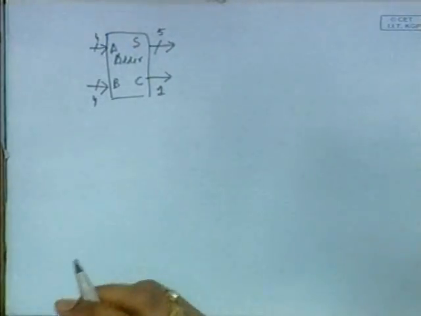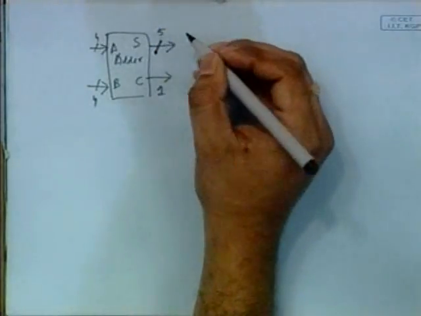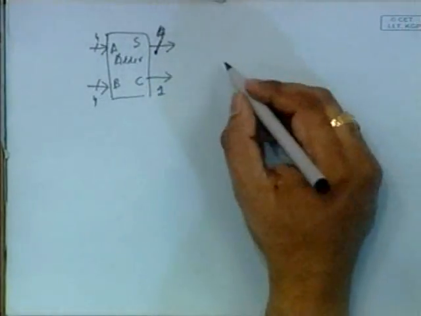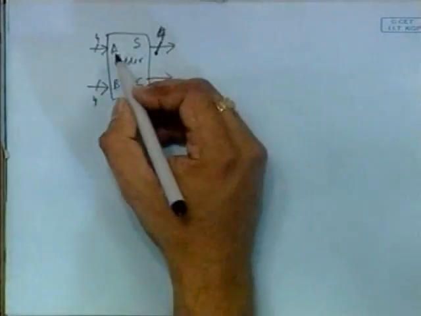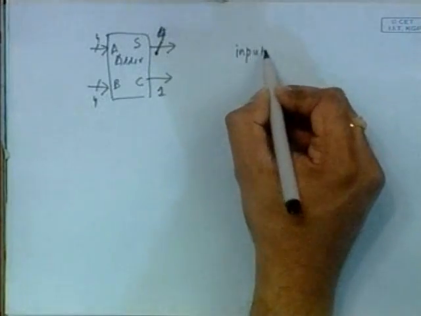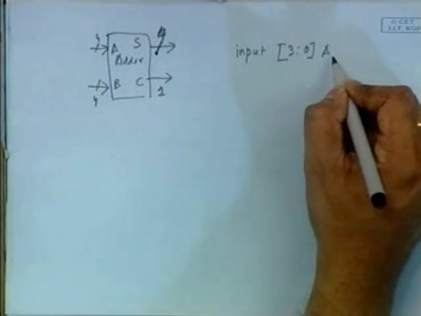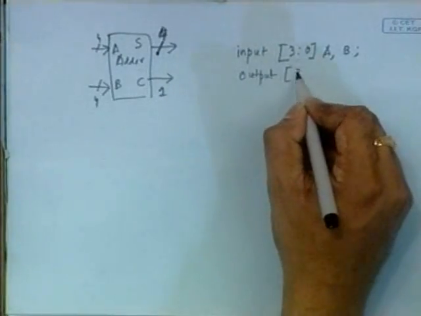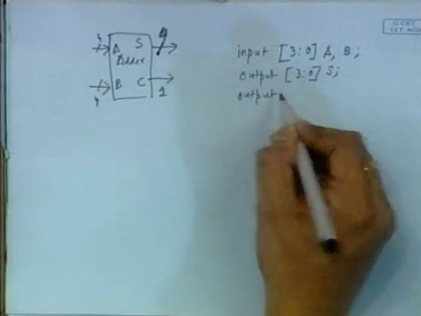So if you have two 4-bit numbers, and I would like to keep a 5th bit, yes, you can keep 4 bits, and then you have got 1 bit. So how do you describe this? How do you describe a particular port, for example? In this case, the input A is written as input [3:0] A, and you write B. The output is denoted as output [3:0] S, and the other output is C.